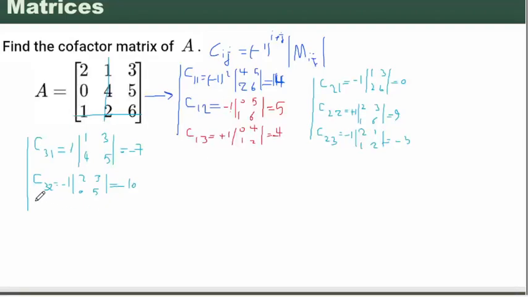And the last one would be C3, 3, which is negative 1 to the power of 3 plus 3, negative 1 to the power of 6. That gives me positive 1. And I will find the determinant of a matrix obtained by deleting third row, third column, which would be 2, 1, 0, 4, which is 2 times 4 gives me 8, minus 0 times 1, 0, so it would be 8.